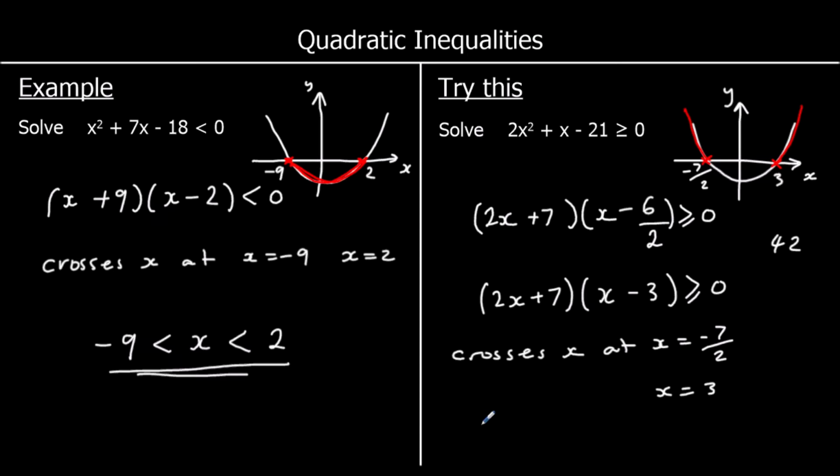So it's greater than 0, and it can equal as well. So it's going to be x is less than or equal to negative 7 over 2, or x is bigger than or equal to 3. So all the x values to the left of negative 7 over 2 and all the x values to the right of 3 are going to make 2x squared plus x minus 21 bigger than 0. And it can also equal minus 7 over 2 and 3 because we've got an or equal sign.